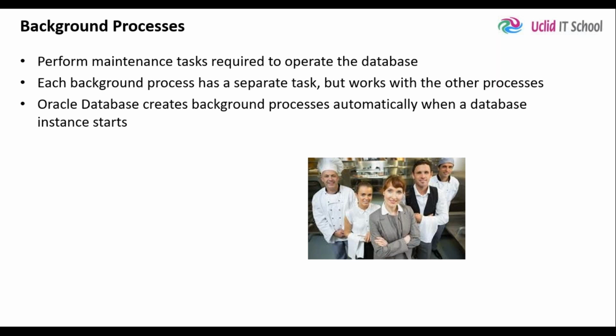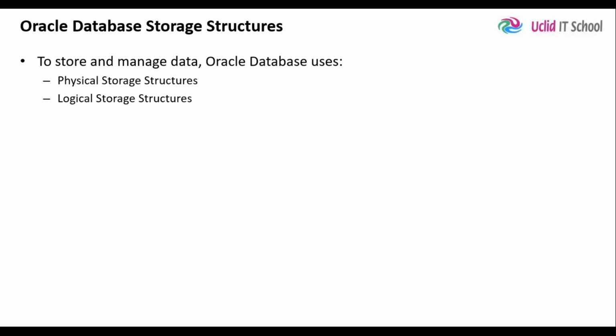So having understood something about the instance, now let us understand something about the database. Now the second part of an Oracle database is the database, the actual database. Oracle database is basically storage, right? The main purpose of a database is to store the data. So to store and manage the data, Oracle database uses physical storage structures and logical storage structures. So Oracle database uses two types of storage structures to store and manage the data.